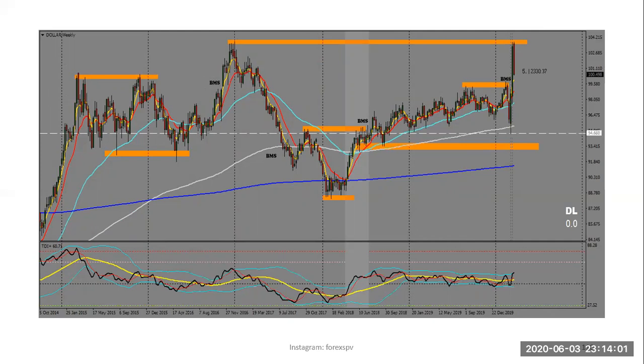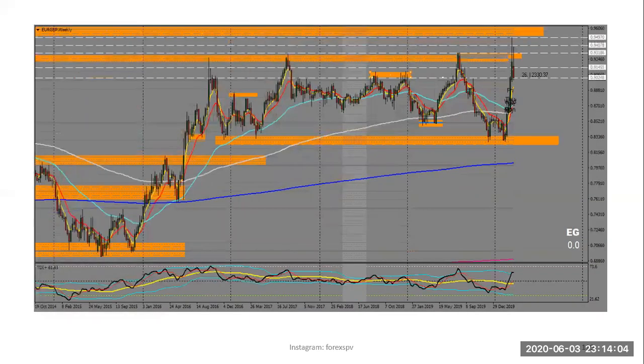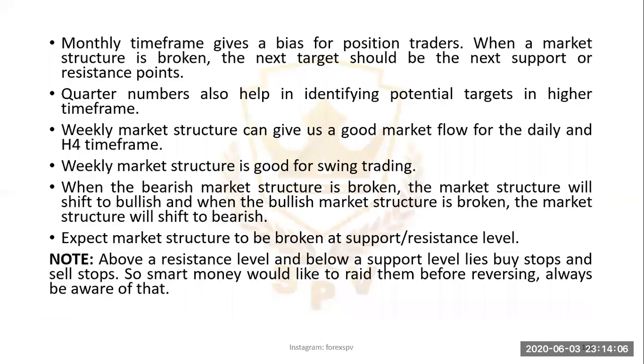And you know that when market structure is broken, the next target should be the next support or resistance point. And here we are talking of all types of support and resistance: the natural, the implied, and the classical. And quarter numbers can help you identify these potential targets in your time frame. Weekly market structure can give us a good market flow for the daily and the hour time frame. It is good for swing trading.